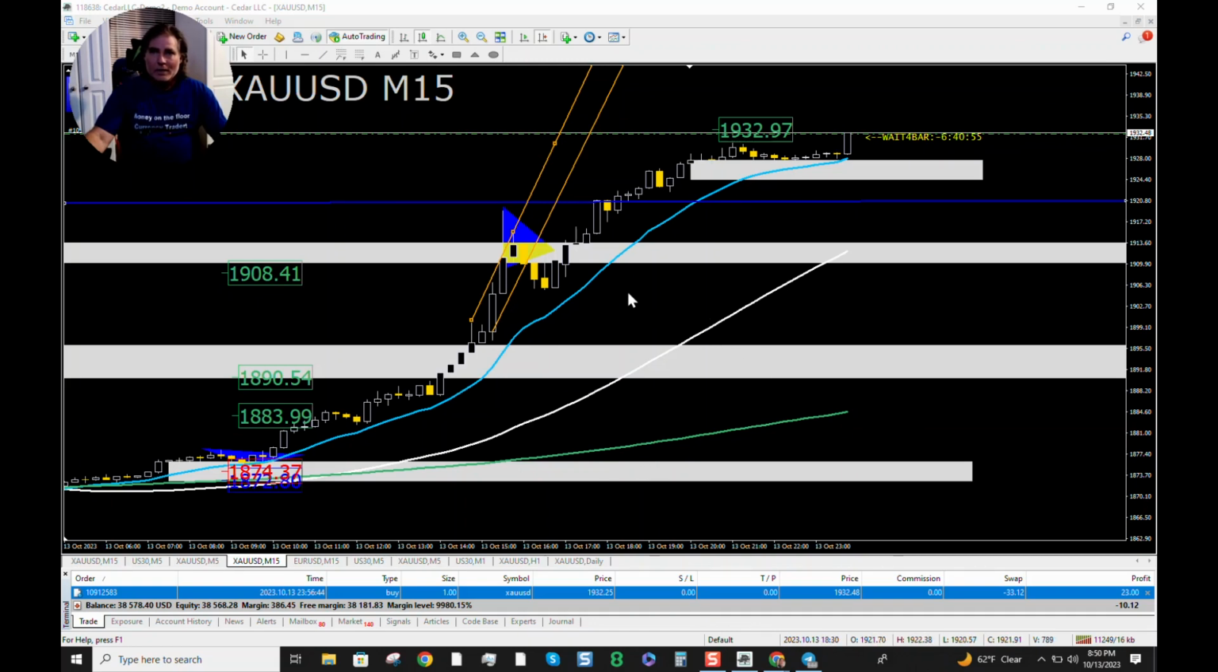I am going over the template that I use for the Golden Glitch signal service. I think it's important so everybody understands what it is that I'm trying to do, so that when I give you the signals and you see it on your chart, you can either emulate it or you can understand what it is that I'm doing.